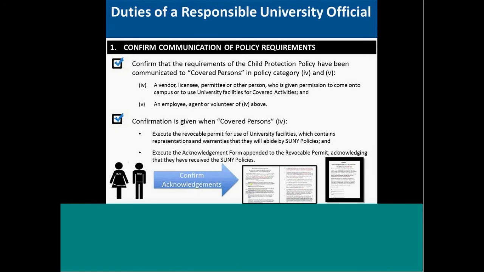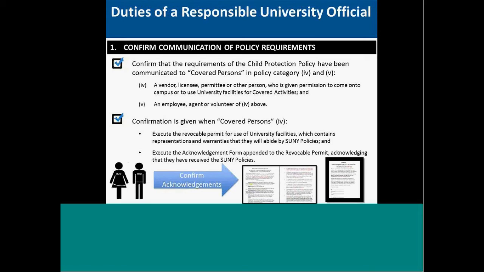When the Boy Scouts signs the revocable permit for use of university facilities, that permit contains representations and warranties whereby the Boy Scouts agree that they have received and will abide by the SUNY policies and that they have communicated the policy requirements appropriately to their employees, agents, and volunteers.